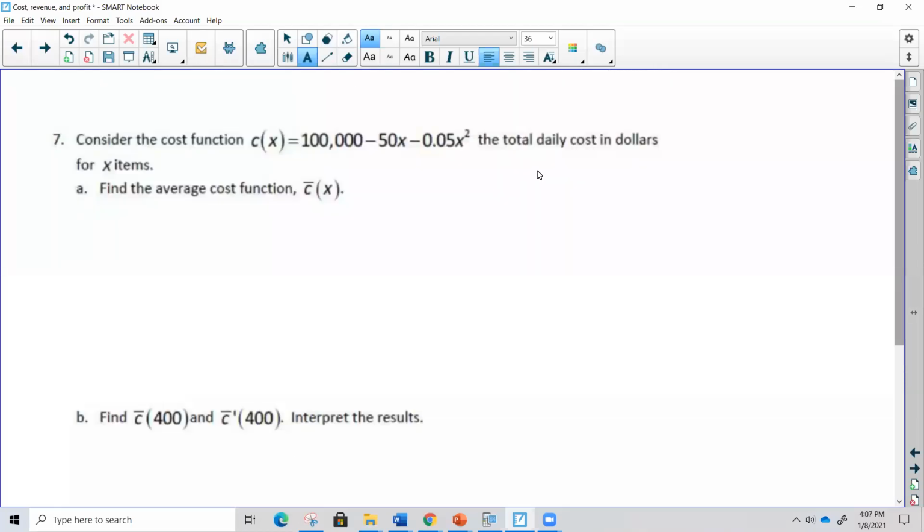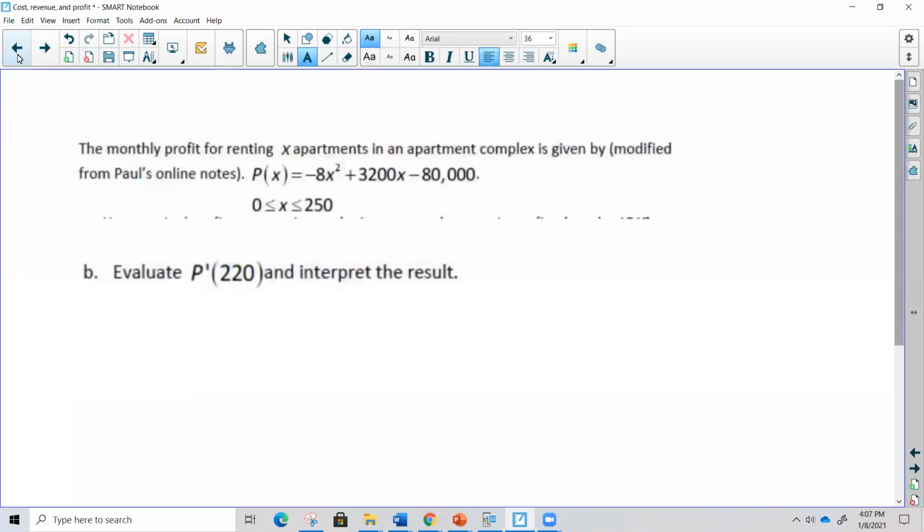So I have one more video on examples of cost and revenue and profit functions. This first one, again, both of these are from the packet. It says the monthly profit for renting X apartments in an apartment complex is given by this equation. The domain is between 0 and 250. And I'm just going to do part B, where it says evaluate P prime of 220 and interpret the result.